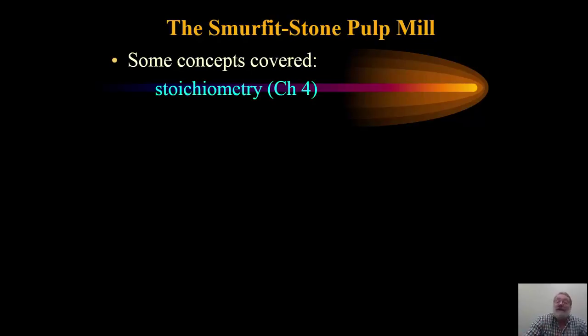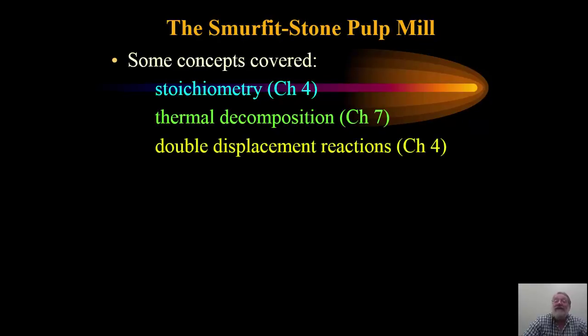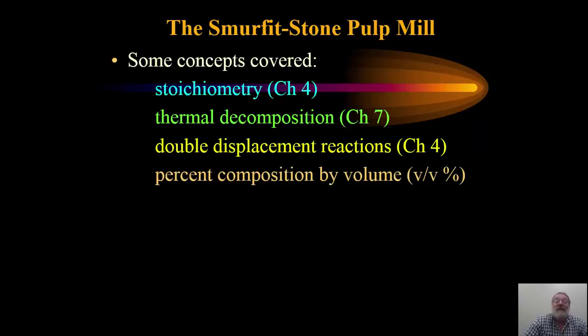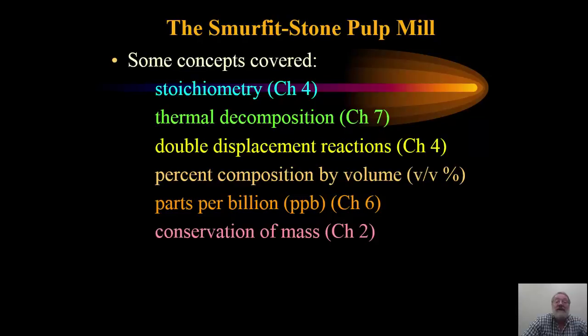Here's some of the concepts I get to cover. Stoichiometry, which is from chapter 4. Thermal decomposition from chapter 7. Double displacement reactions from chapter 4. Percentage composition by volume, which is also from chapter 6. Parts per billion, also from chapter 6. Conservation of mass.